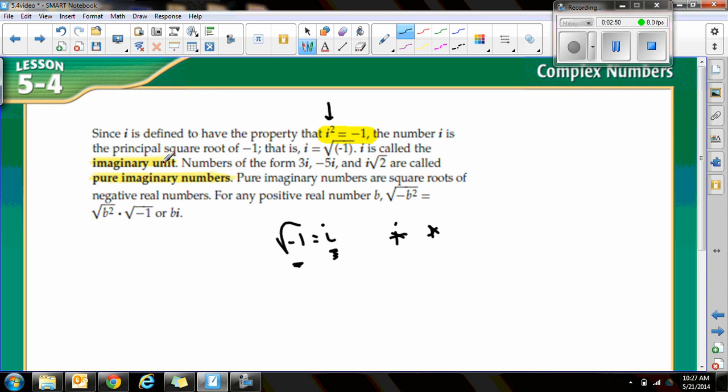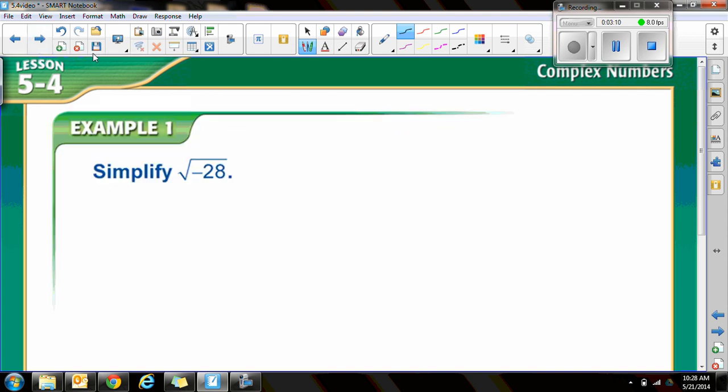This i is what we call the imaginary unit, and when we put a real number in front of that, we get a new number which is called a pure imaginary number. Those are things like 3i, negative 5i, i squared root 2. Those are all pure imaginary numbers. Alright, so let's try to simplify.